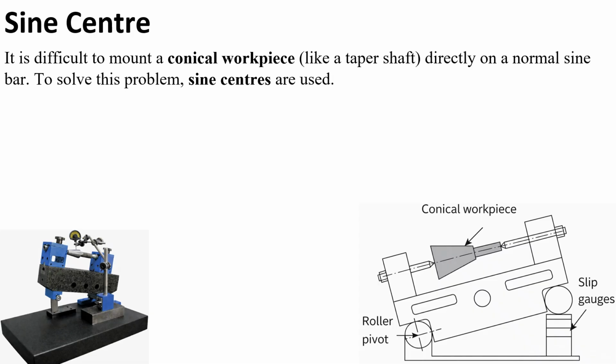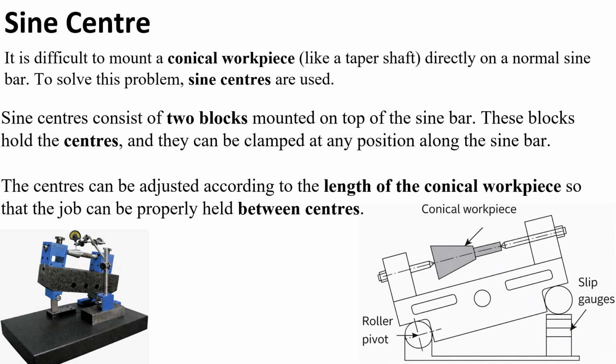We know that it is very difficult to mount a conical workpiece directly on a normal sine bar. To solve this, we have to use the Sine Centres. Sine Centres consist of two blocks mounted on top of the sine bar. These blocks hold the centers and they can be clamped at any position along the sine bar. So in the figure you have to observe that it is the sine bar, consisting of the two blocks.